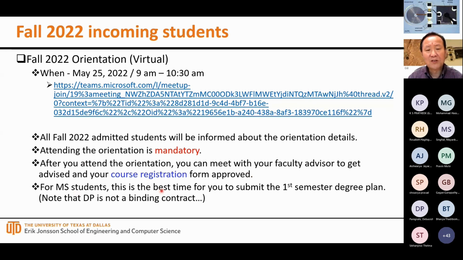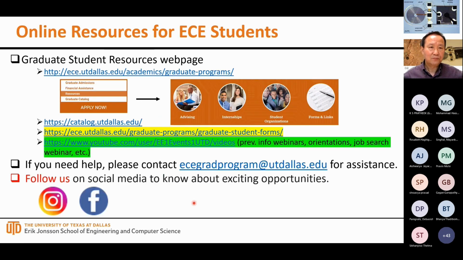And for master's students, this is the best time for you to submit the first semester degree plan when you meet with your faculty advisor. Do not wait until the end of the first semester of enrollment. Degree plan is not a binding contract, so you choose the course outlines, and if you change your mind on one or two courses, just go ahead and do it. And if you have some questions about the degree plan, you can always meet with your advisor or contact us in our graduate program office.